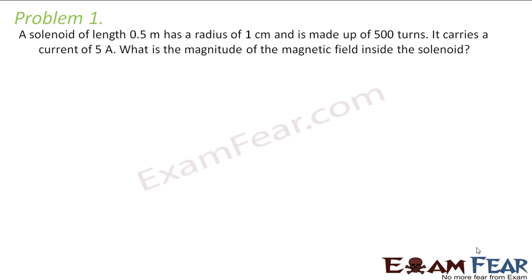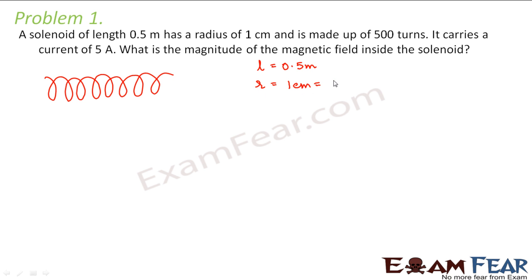Problems on solenoids and toroids. So the first problem comes here. It says that a solenoid of length 0.5 meters and radius 1 centimeter, that is 1 into 10 to the power minus 2 meters, is made up of 500 turns. That is, the total number of turns is 500. So total number of turns we represent by capital N. It carries a current of 5 amperes. What is the magnitude of the magnetic field inside the solenoid?